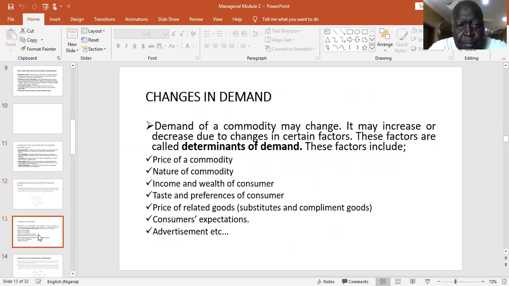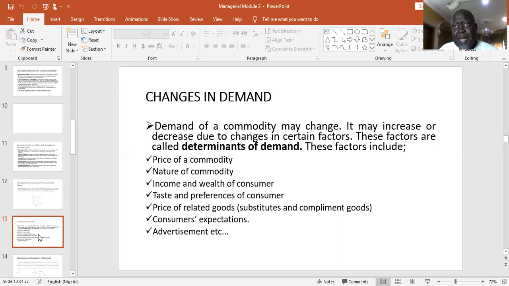The changes in demand. Now, there are two things here that I want you to understand. There's what's called change in quantity demanded. Demand of a commodity may change. It may increase or decrease due to changes in certain factors. These factors are called determinants of demand. These factors include price of commodity. If you follow the law of demand, what you see graphically is change in quantity demanded. The higher the price, the lower the quantity demanded. The lower the price, the higher the quantity demanded. So it's movement along the same demand curve.